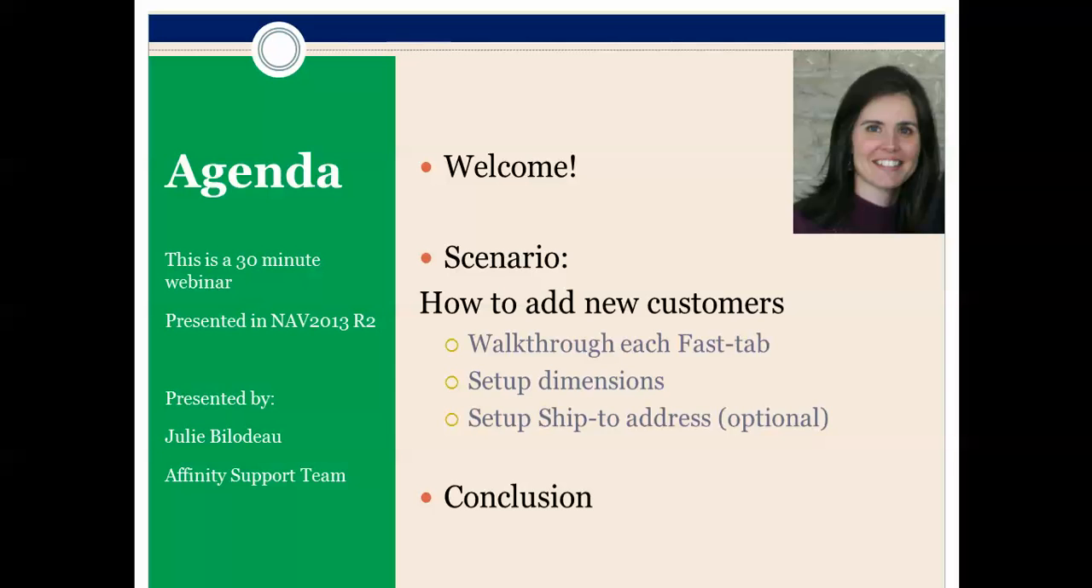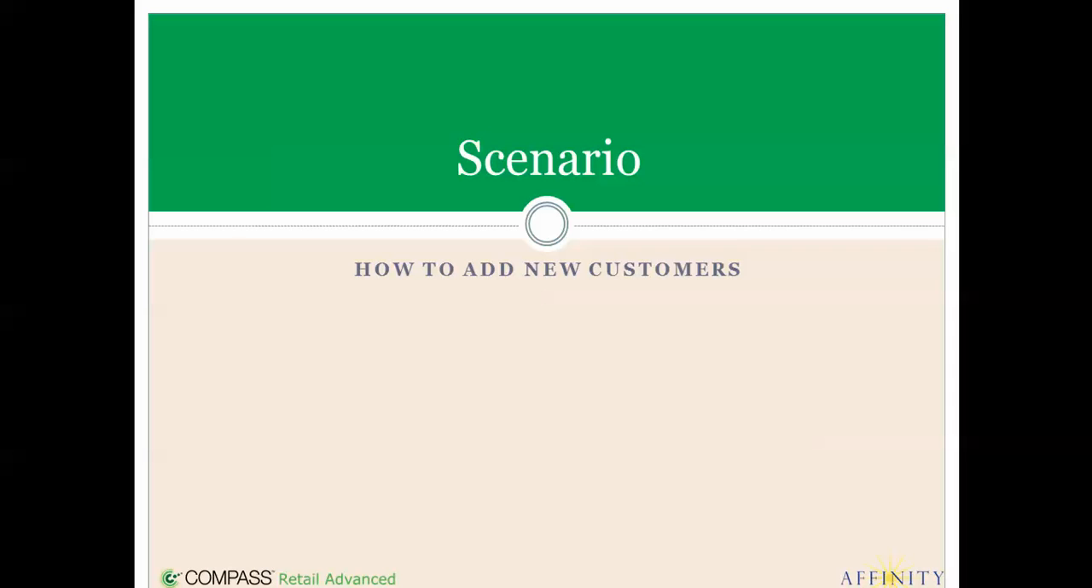That's manual number 3. I'll be speaking to most of the manual's content. Also, I'll only be reviewing fields that we use in Compass Retail Advanced. You'll notice more fields available, but I will only address those that we need in order to function according to best practices. So the scenario for today again is how to add new customers. So let's get started.